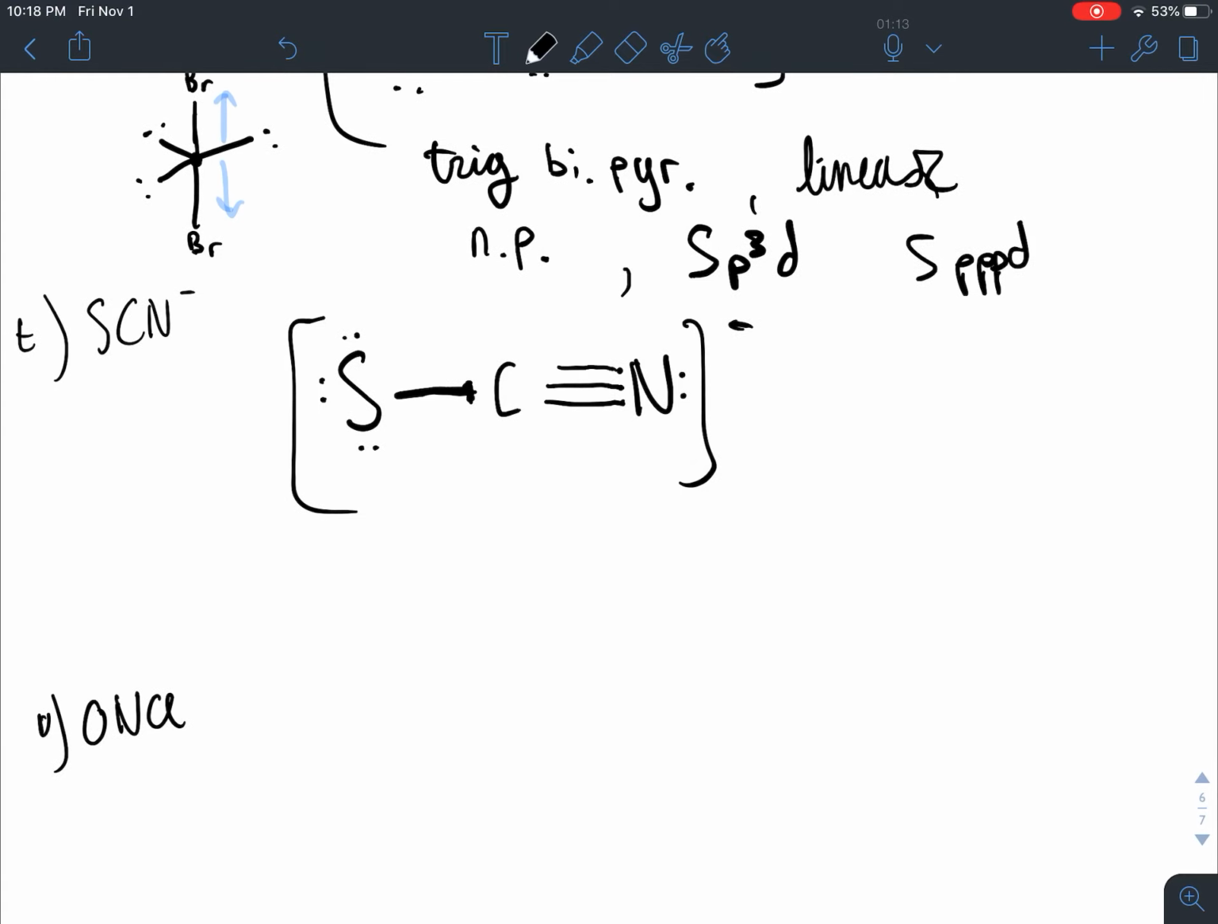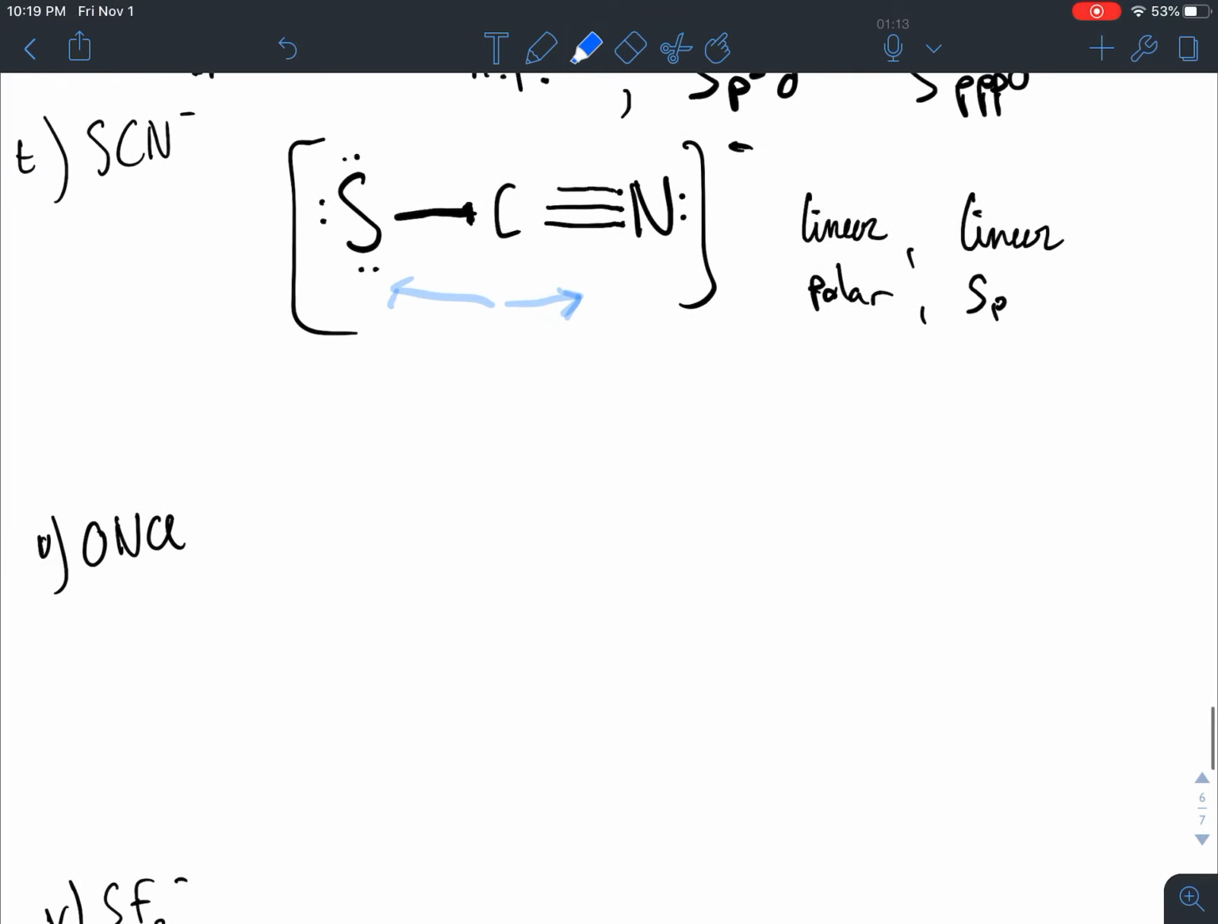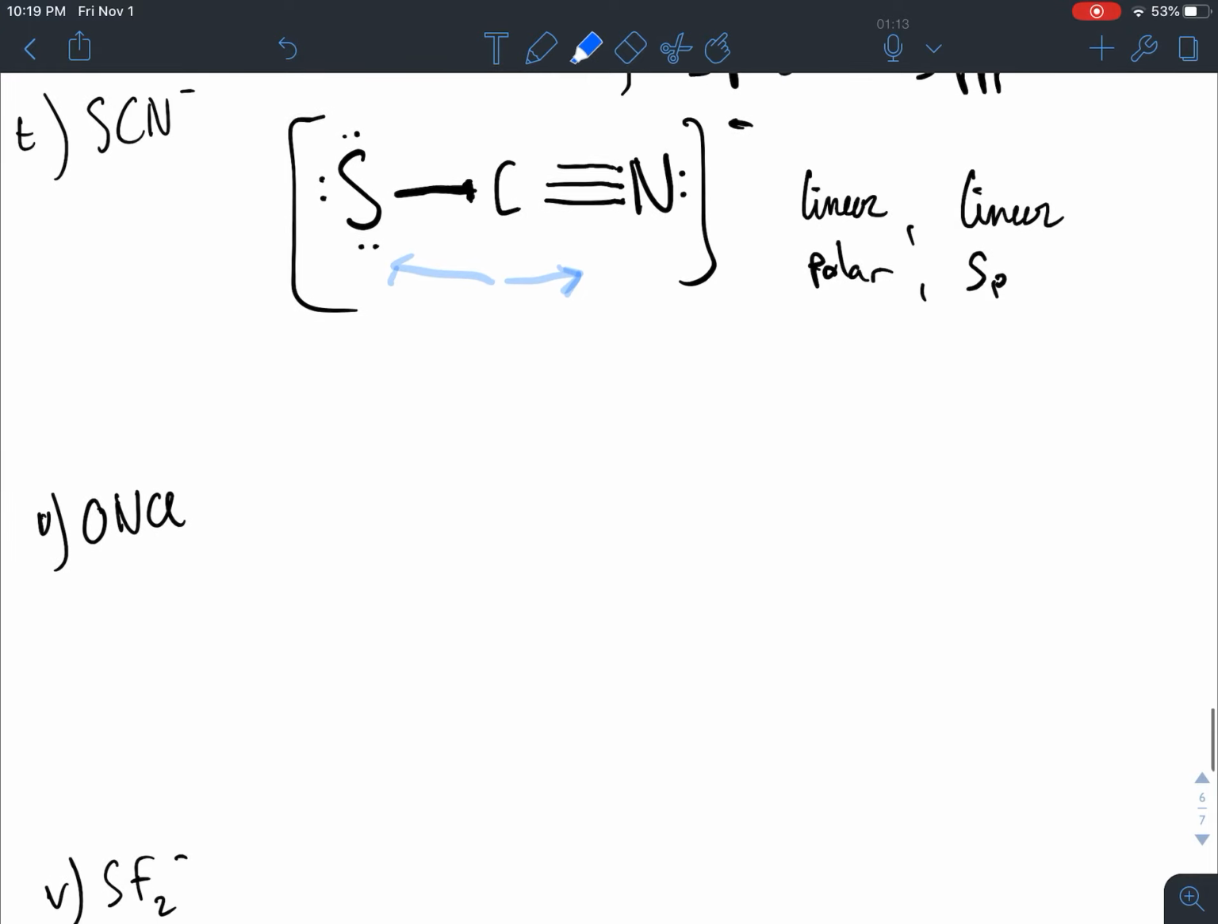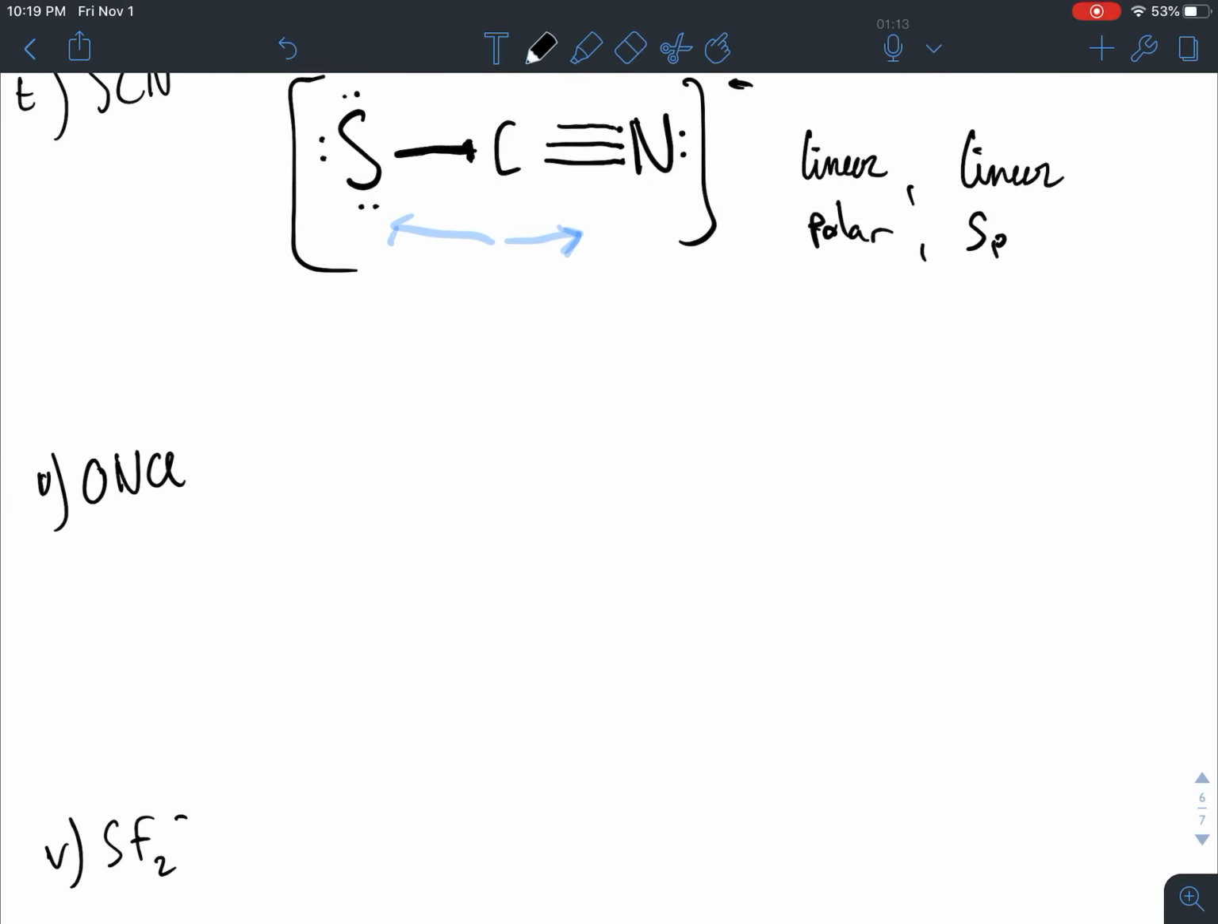How about that? It is linear at the central carbon. The molecular shape is also linear. It is polar because it's unbalanced, and sp hybridized. Those are the two dipoles. I don't know. Maybe nitrogen. I think probably nitrogen is more electronegative, but you wouldn't need to know that unless we specifically told you. But either way, you know that they're unbalanced and that they're linear.